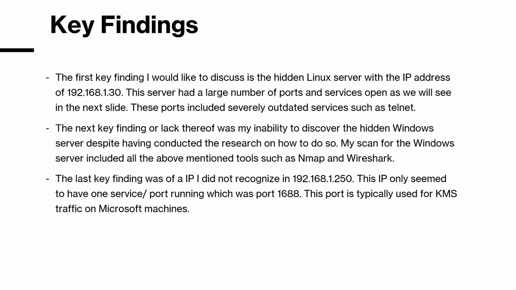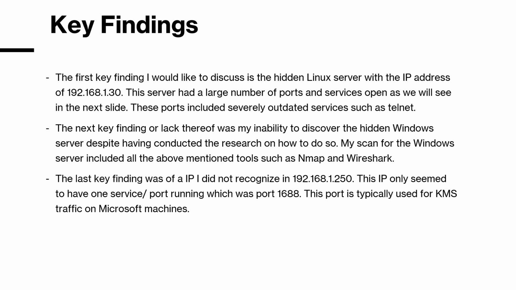However, one of the Linux systems, 192.168.1.30, had many services open that you would typically expect an unsecured machine to have open, and the other machine only had 1 port open, which was port 1688, a TCP port typically used for KMS traffic on Microsoft machines, which I found interesting as it seemed to be running a Linux OS.